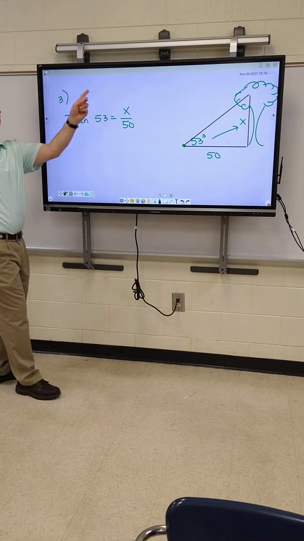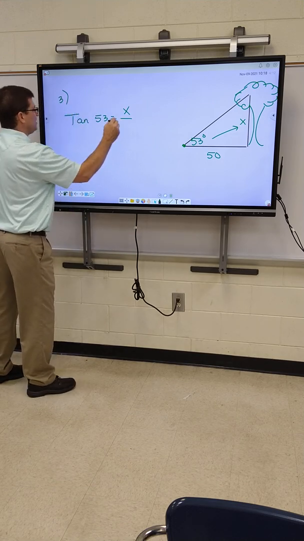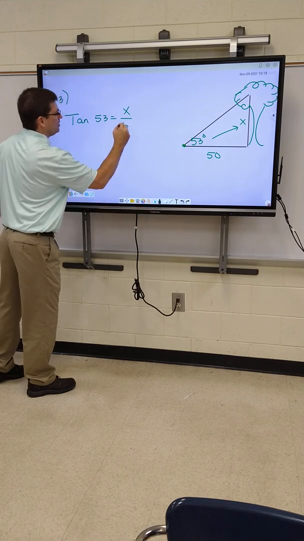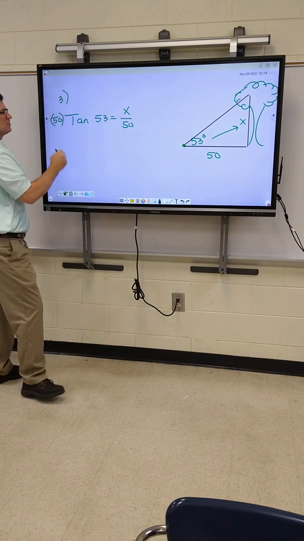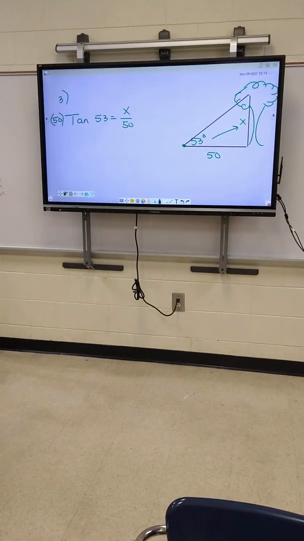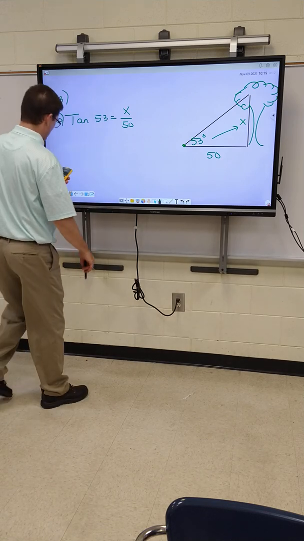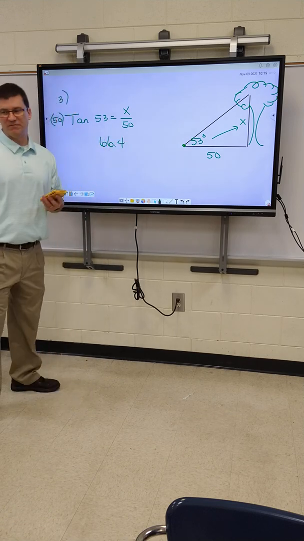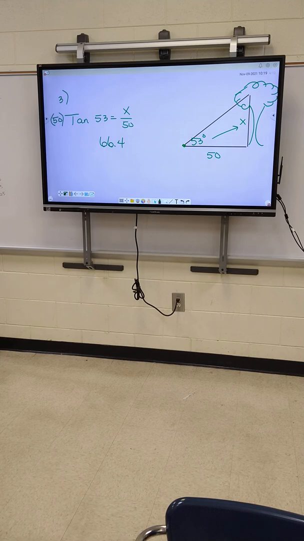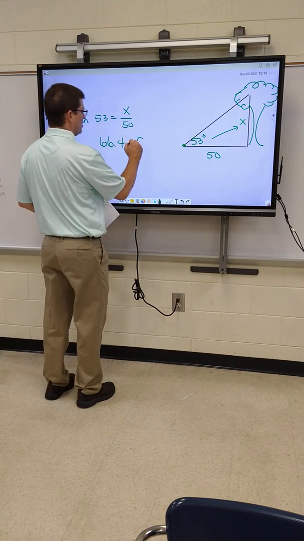When the x is on the top, Emily, you take the 50, you move it over here, Wyatt, and you just times by 50 on the other side. So this one is different. So we got 50 times tan of 53. Somebody give me a number. 66.4. Is that going to be feet or meters? Feet. 66.4 feet is how tall the pine tree is.